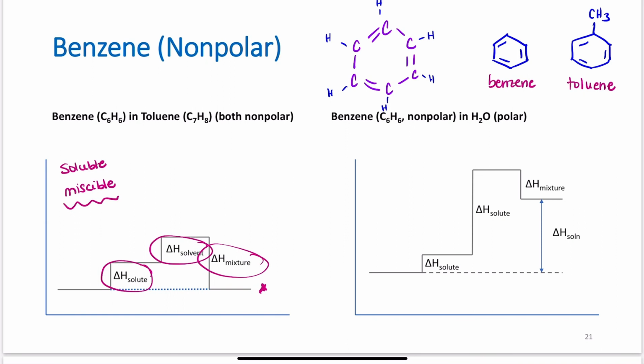If I put benzene in water, water's definitely polar. I see a huge delta H of solution here, a huge difference. That would take a massive amount of energy. It's not soluble. These are immiscible. They don't mix together. Like dissolves like.